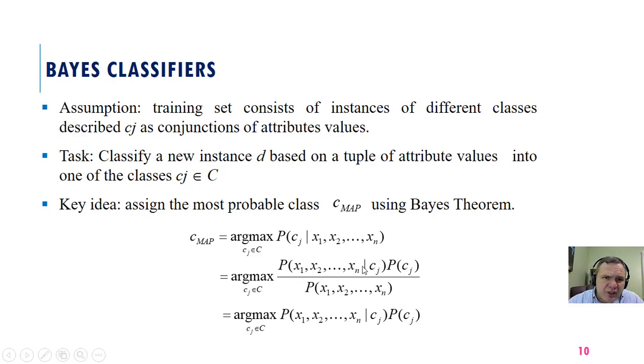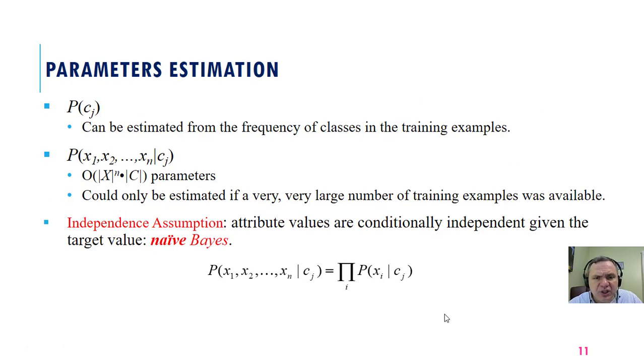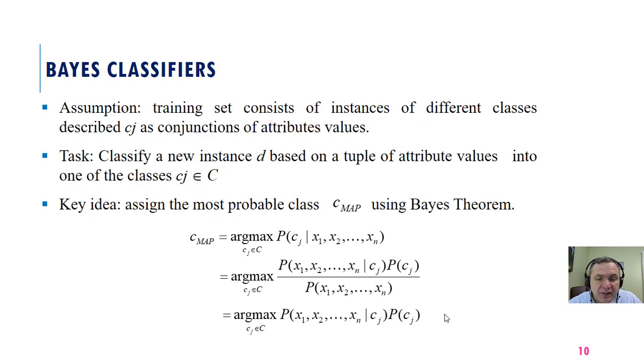So if we replace this with Bayes' theorem, we would like to see the probability of x1, x2 up to xn given the class times the probability of the class divided by the probability of this sequence of features. And given that we are testing different hypotheses, we would simplify to just the multiplication of the probability of this sequence of features given the class times the probability of the class.